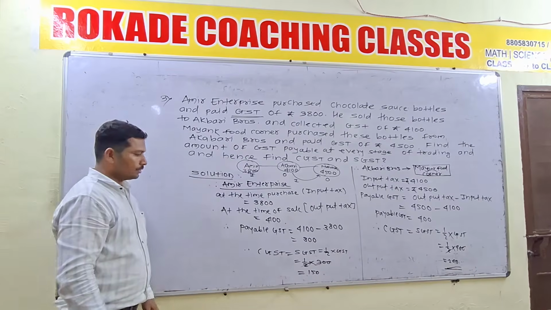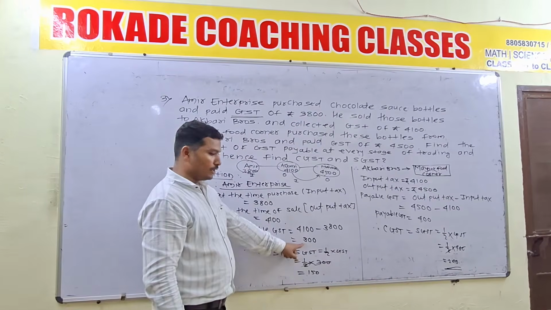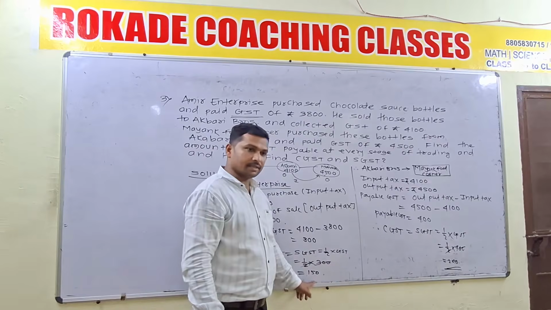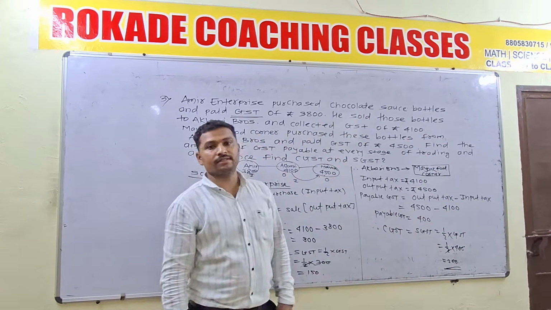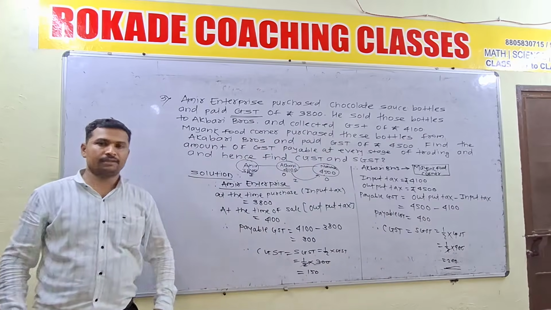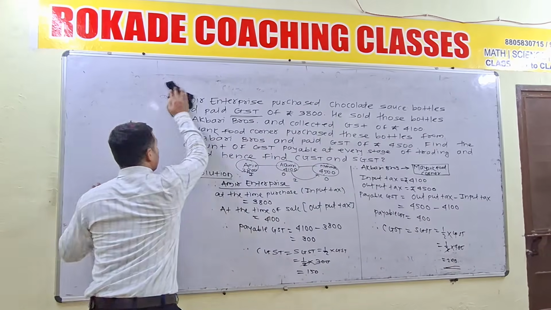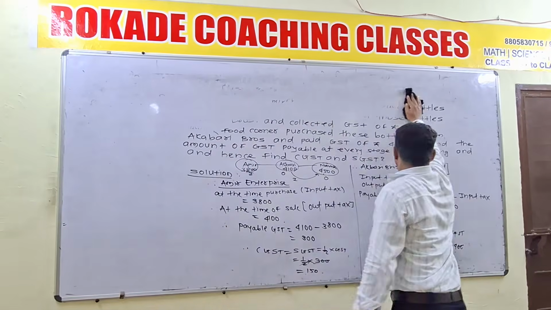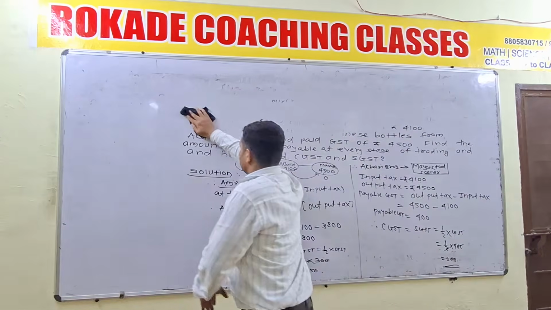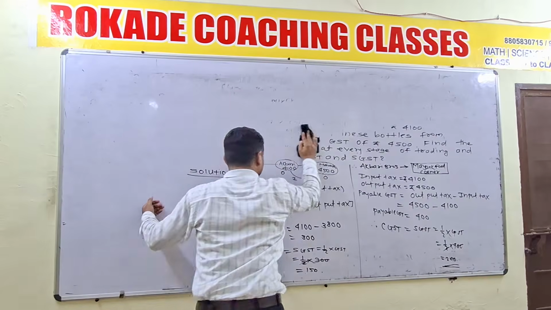Next, sir, what is GST? GST is 300 rupees and CGST and SGST are half of it. GST is 400 rupees and CGST and SGST are half of it. Now we learn here question number 4. Next question number 4.